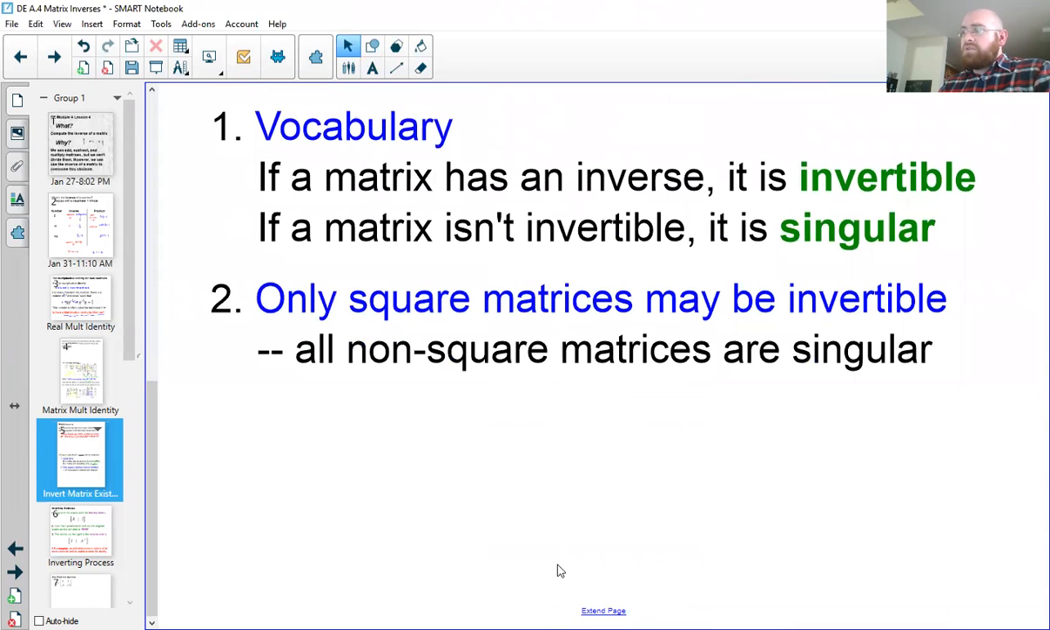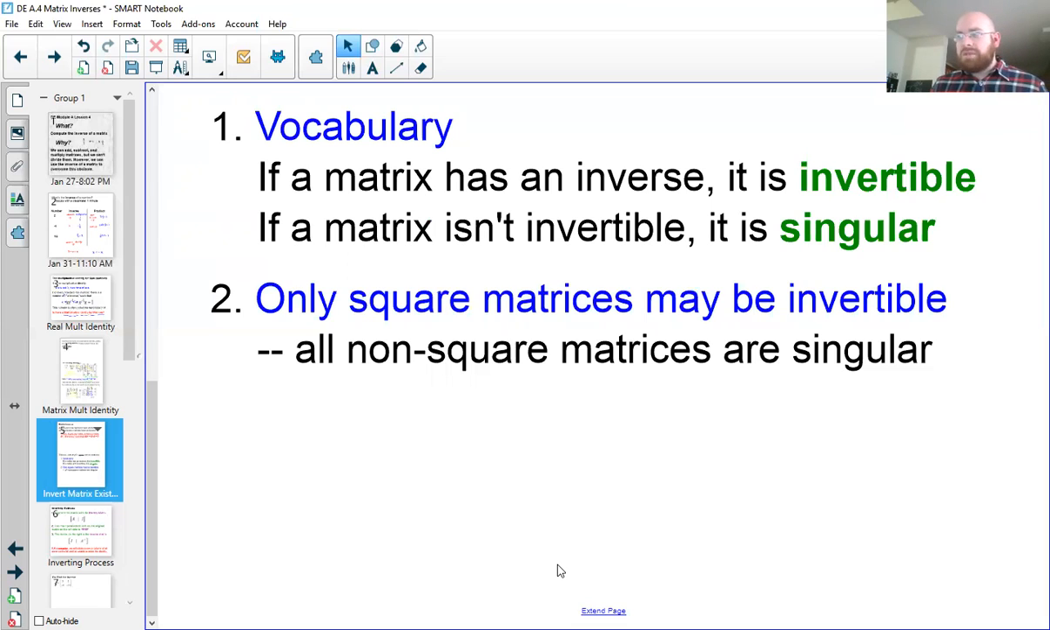So to introduce some vocabulary, if a matrix has an inverse, we call it invertible, pretty straightforward. If a matrix isn't invertible, we call it singular. So a singular matrix has no inverse, so it exists by itself in this sense. That's why it's called singular.